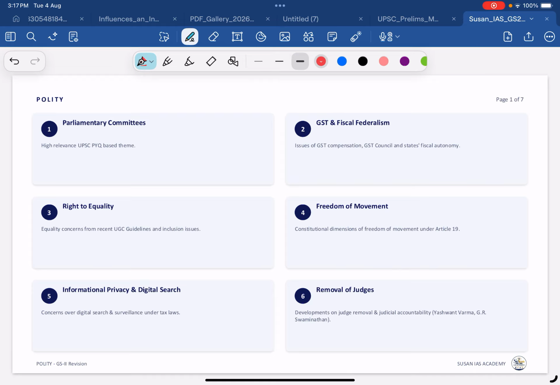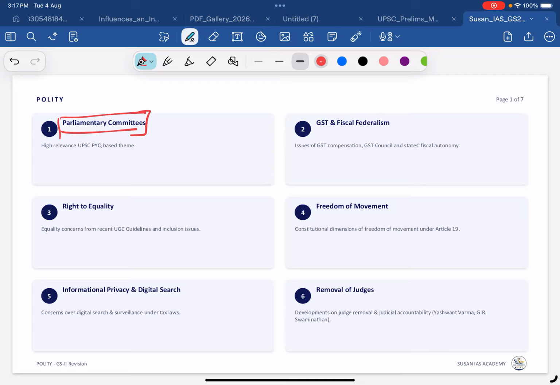important probable theme, which is parliamentary committees. Over the years UPSC has been asking this topic repeatedly. It is a high-relevance UPSC PYQ-based theme, so one has to make their own notes by preparing these parliamentary committees. This is a micro theme or topic, and we have to prepare our notes from it.